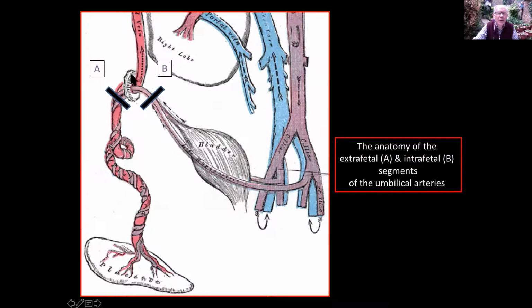And this is the umbilicus of the baby. This is the umbilical cord and placenta. Everything to the right is inside the baby, and what we're going to be looking at is some tissue sections between the bladder and the umbilicus.